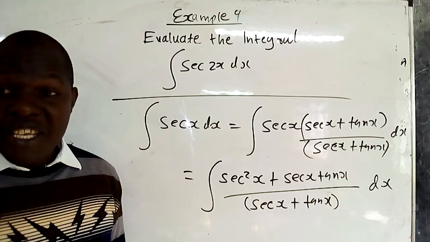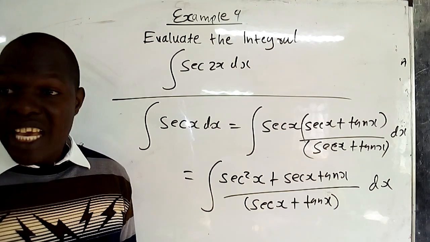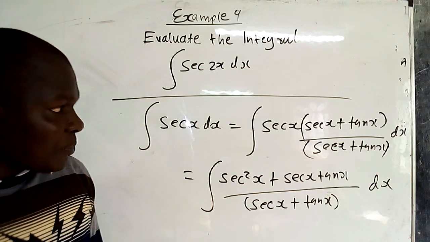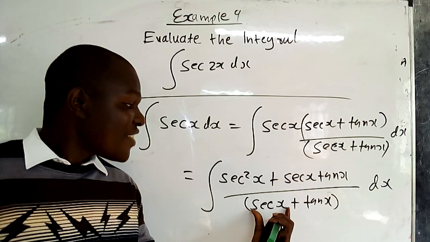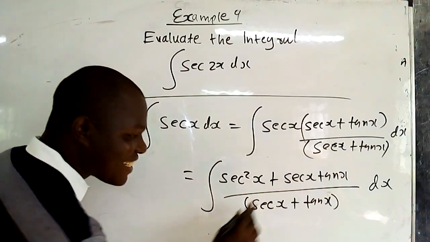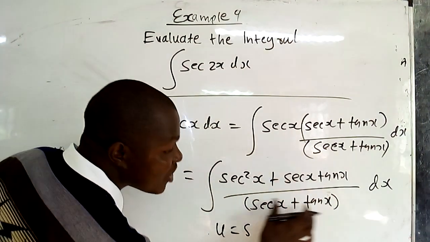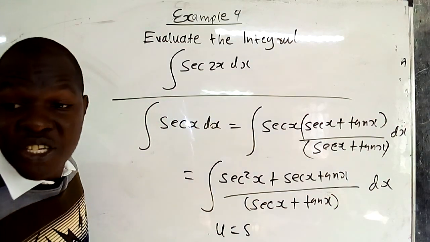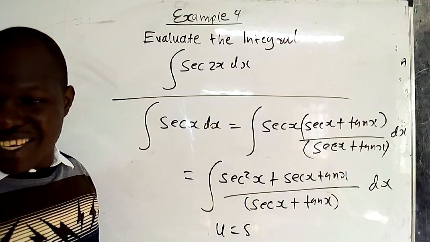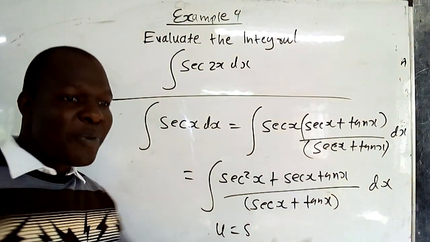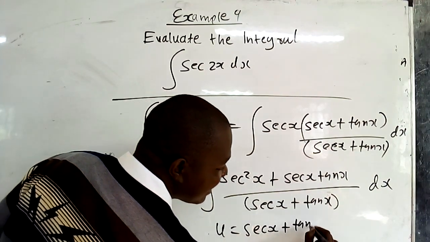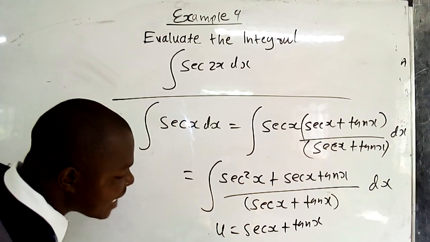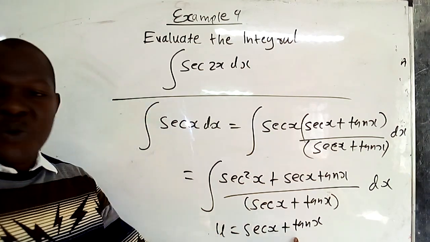Now we want to use algebraic substitution. If you let u be sec x plus tan x, what is in the denominator is what is being substituted in algebraic substitution, isn't it? So u is sec x plus tan x. From there we can get du by differentiating u with respect to x.